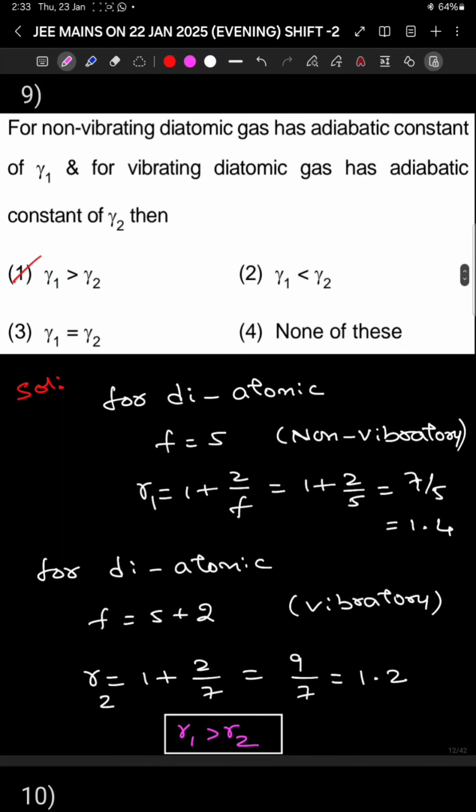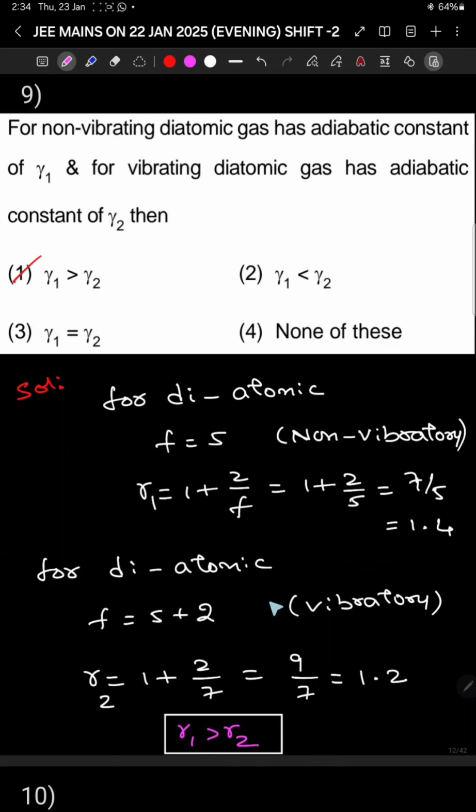Next one. This question belongs to KTG, kinetic theory of gases. Here a non-vibratory diatomic molecule is there. Its degrees of freedom is 5. We know gamma equal to 1 plus 2 by F. Substitute F to find gamma 1 here.